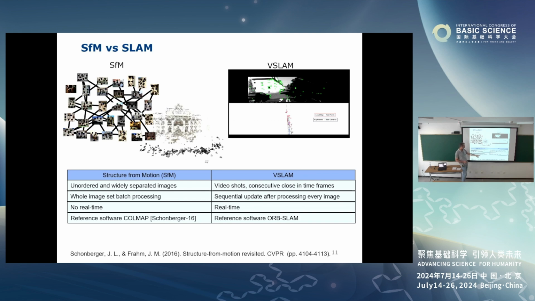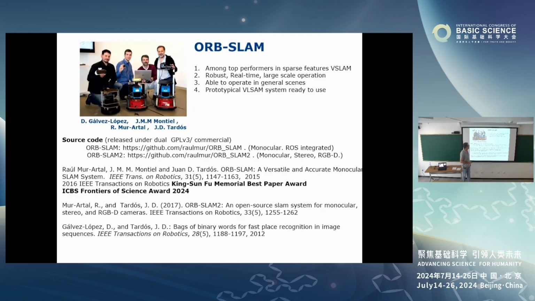The software reference for this processing is Colmap, also from this time, 2016, and the software reference for SLAM is ORB-SLAM, which is the awarded system. This is the team that has been developing the software, the first original paper, and some other works which are connected with this software that is very popular nowadays.